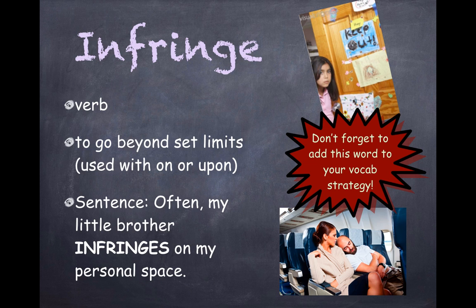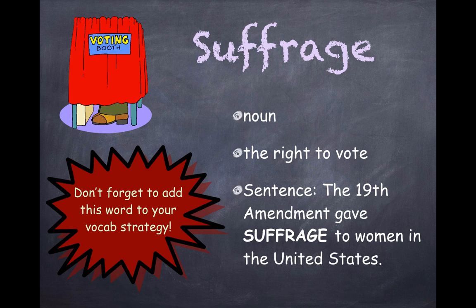Your next word is suffrage. Suffrage is a word that you've probably heard in social studies class. It's a noun, and it means the right to vote. So if you've heard of women's suffrage, that was when women were granted the right to vote. The 19th Amendment gave suffrage to women in the United States. And again, this word is a noun, so this might help you when you're trying to fill in the blanks of a sentence, for example, looking to make sure that it's functioning as a noun in the sentence.